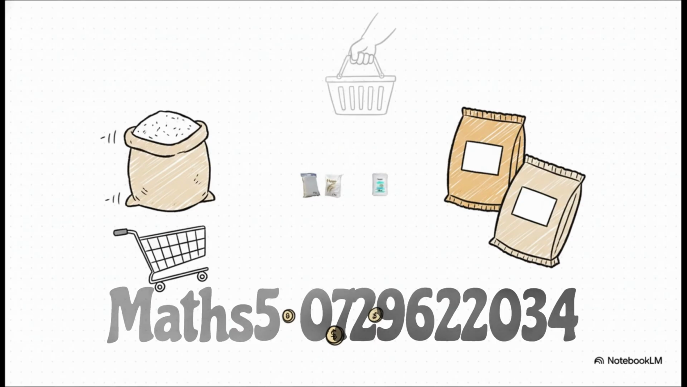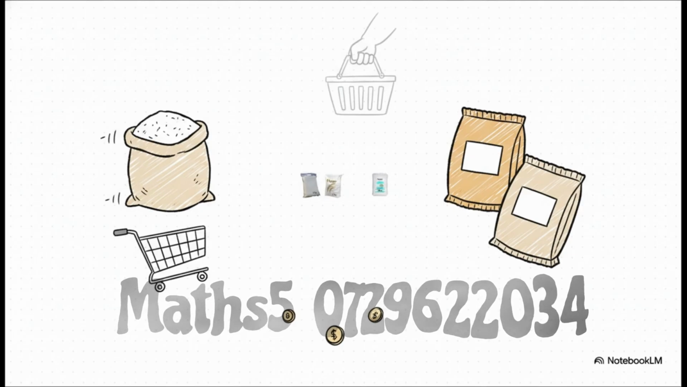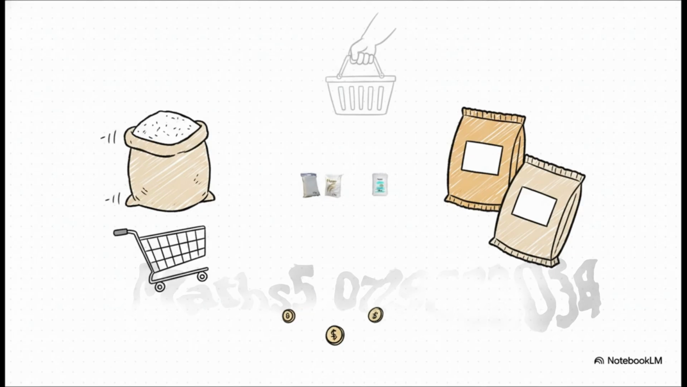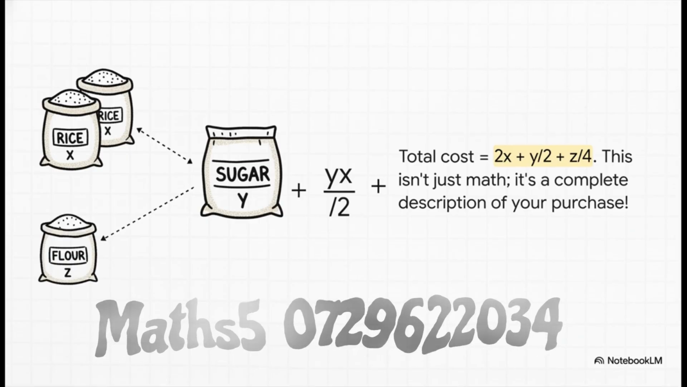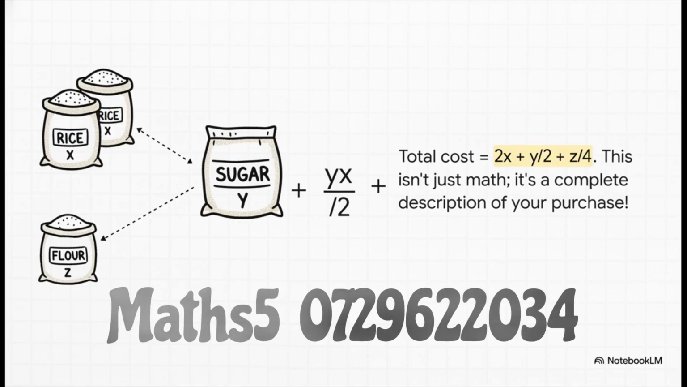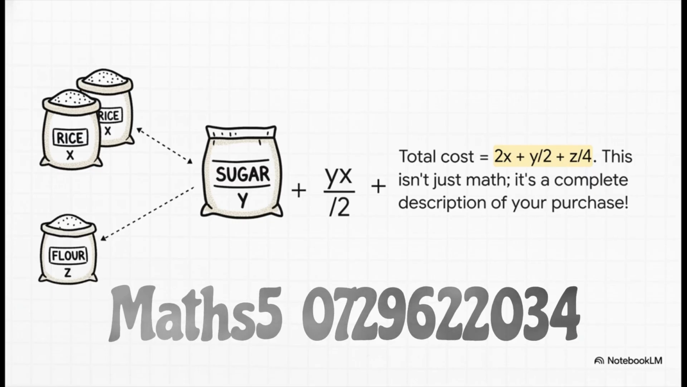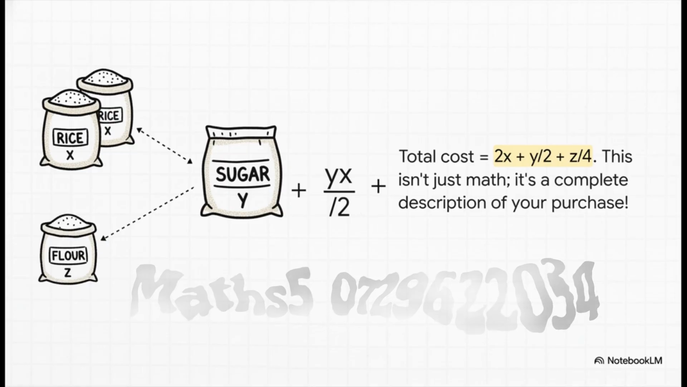All right, you ready to level up? Let's try one that's a little more involved. Imagine you're at the store. You're buying 2 kilograms of rice, and the price per kilo is X. You also grab 500 grams of sugar, where the kilo price is Y. And then you grab 250 grams of flour, where the kilo price is Z. And here is where it all comes together so beautifully. We can write down that entire shopping trip as one single sentence. The total cost is 2 times X for the rice, plus half of Y for the sugar, plus a quarter of Z for the flour. See, this expression isn't just a bunch of math on a page. It's the complete story of your purchase.